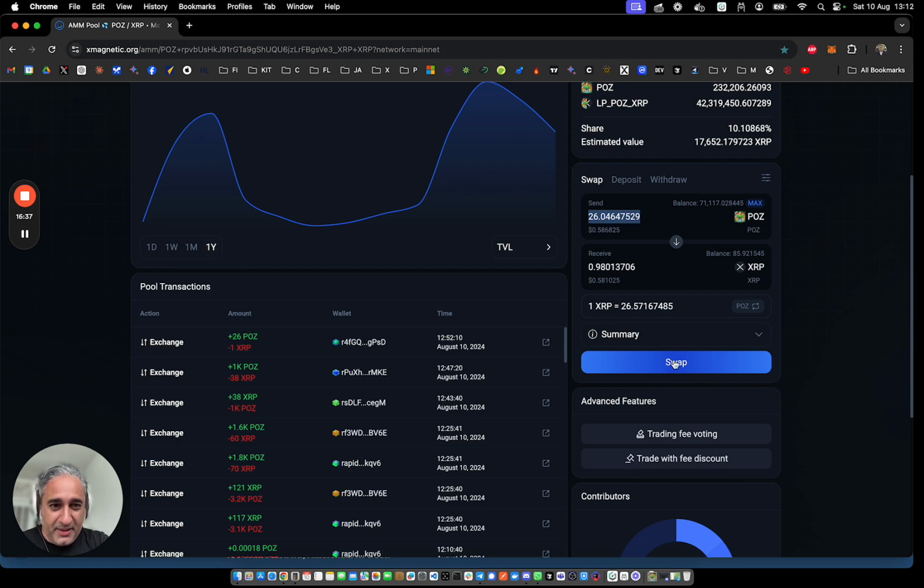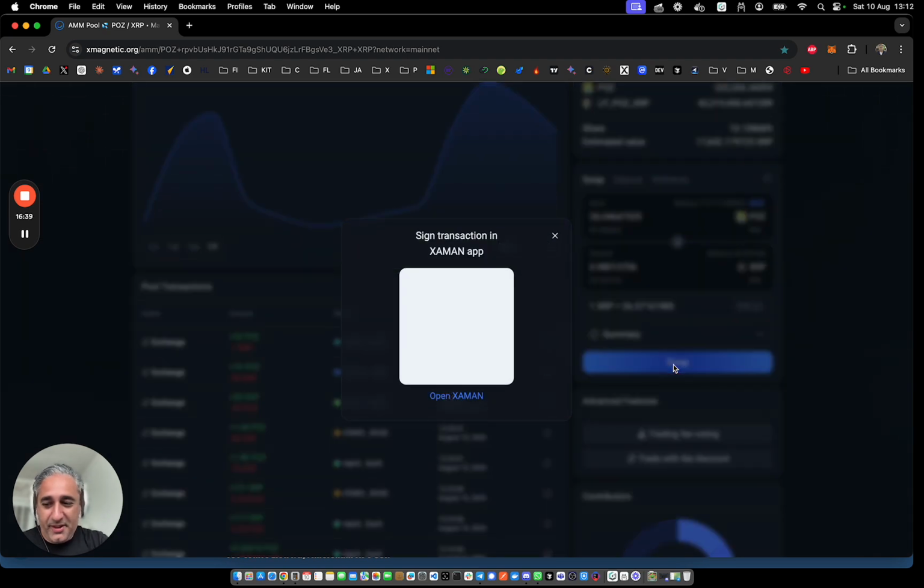So let's wish me luck on this. And I'm using the Zaman wallet. As you can see, it's presented that QR code, but there's also an event anyway in Zaman. Let's accept that transaction and sign it.